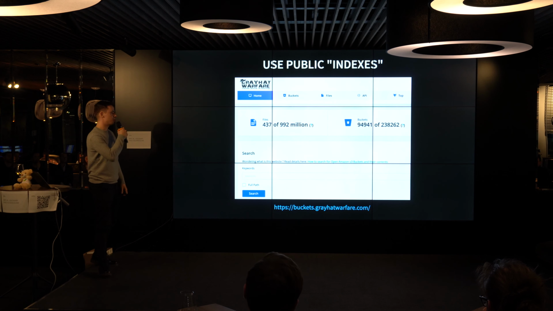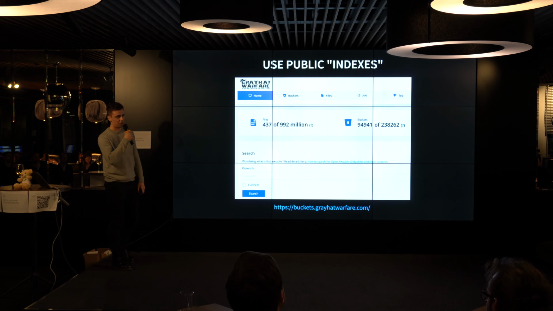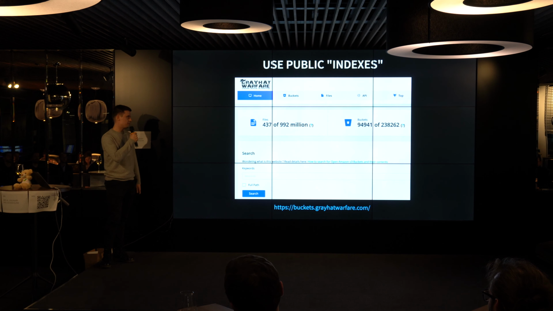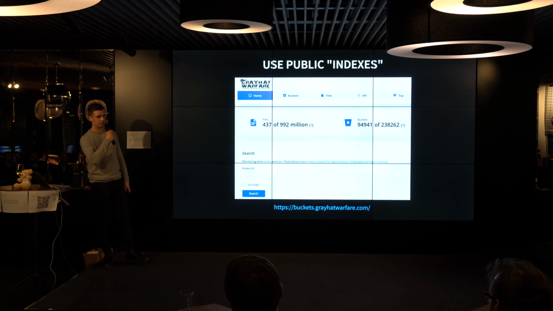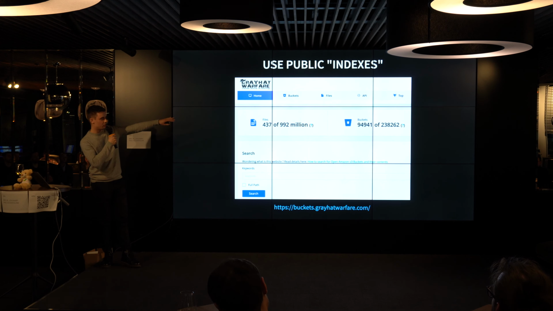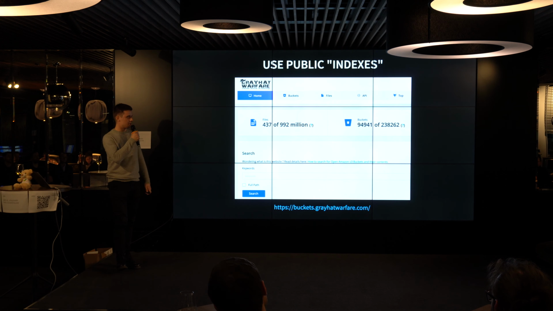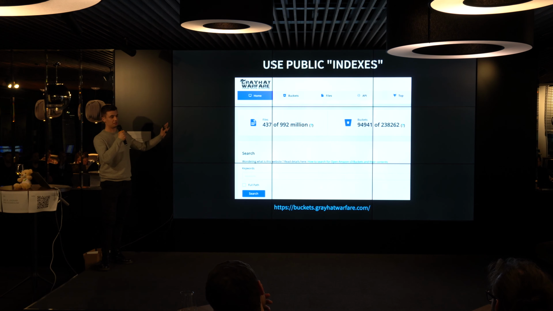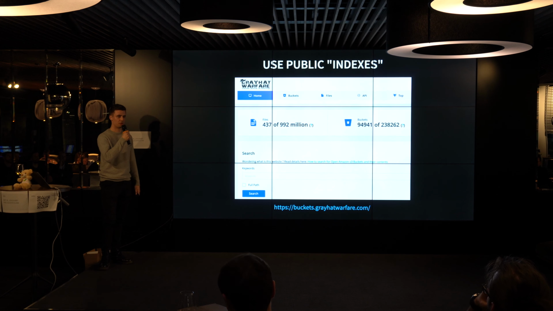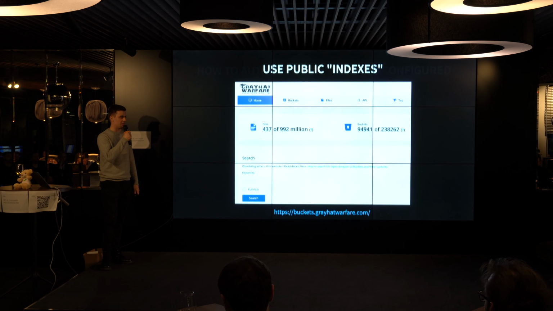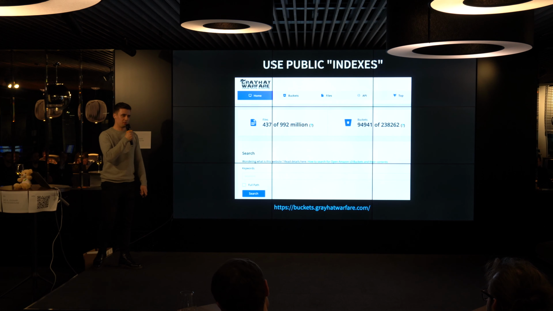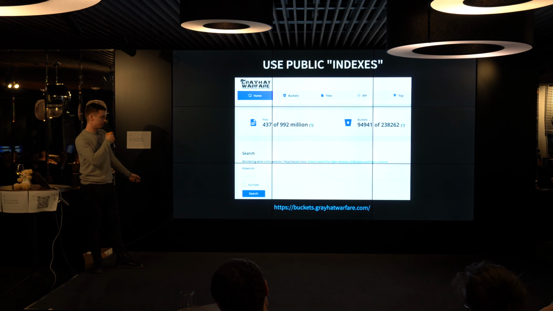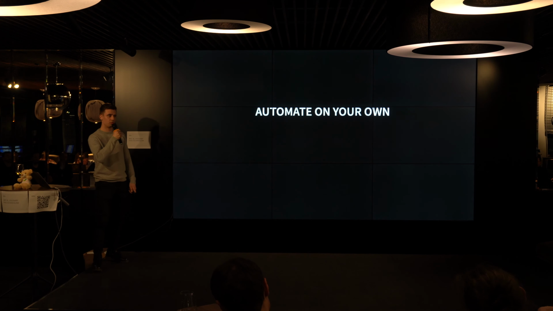There are public indexes which are scraping AWS S3 at scale, and they have millions of files and, I think now, around 400,000 buckets. I'm not sure about the number, but it's a huge amount of buckets indexed in this nice queryable service which you can just buy access for and query for, I don't know, like etc shadow or anything you think it's a good idea to query for. But you can also automate on your own.